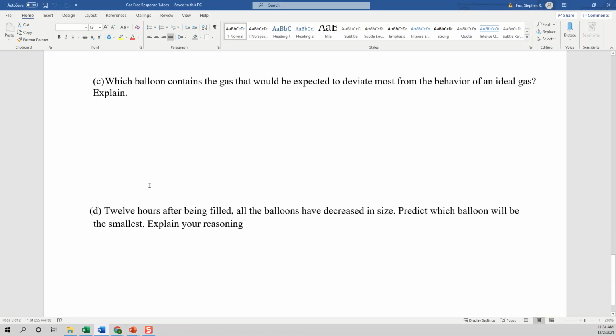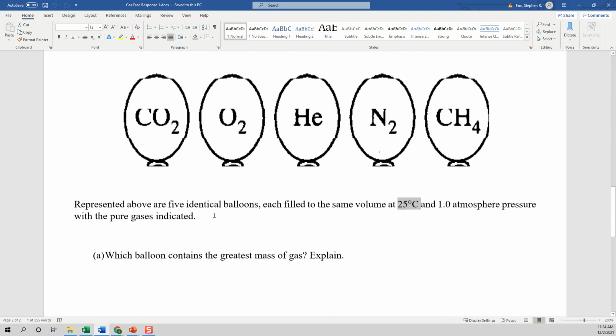Twelve hours after being filled, all the balloons have decreased in size. So what does that mean? It means the gases are effusing out of the balloon, escaping through a tiny hole out of the balloon. Predict which balloon will be the smallest after 12 hours. So it's asking which gas will effuse the fastest, leaving the balloon with the least amount of gas particles inside. Which one of these gases will effuse the fastest?